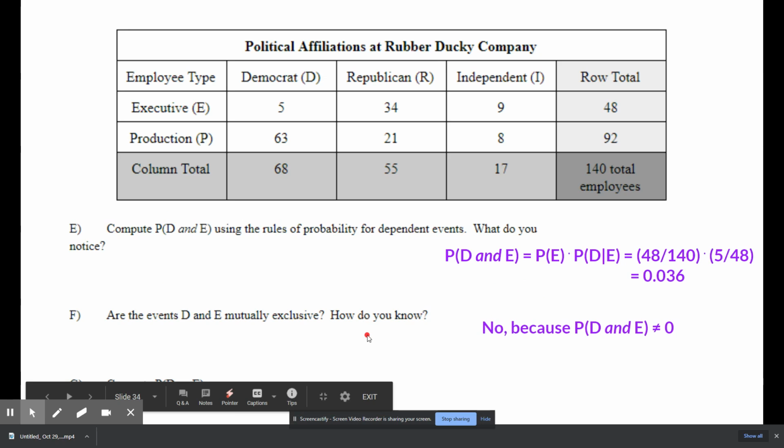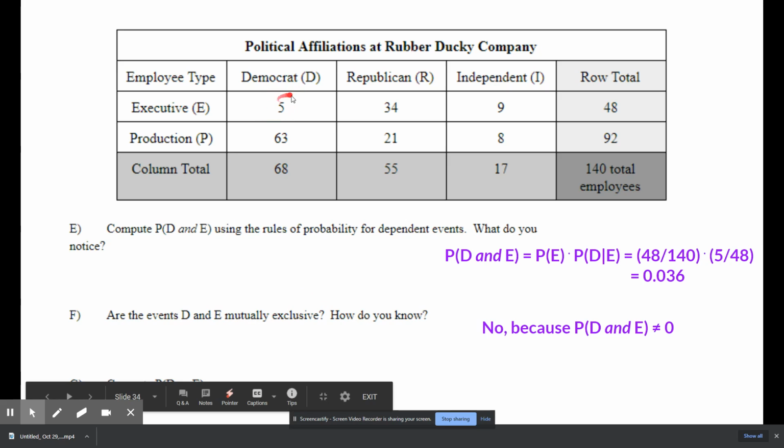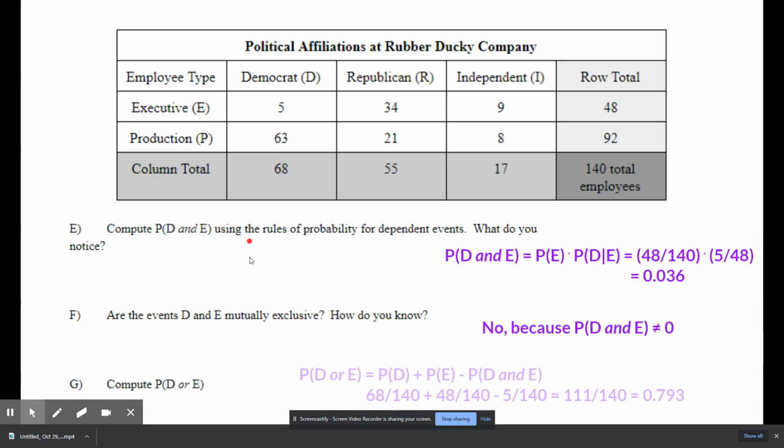So what do we notice? They're the same. Are the events D and E mutually exclusive? No, because the probability of D and E occurring, so right here, is not 0, so it's not mutually exclusive.